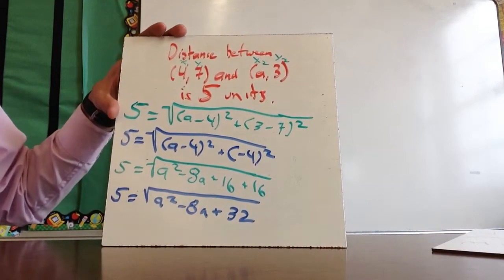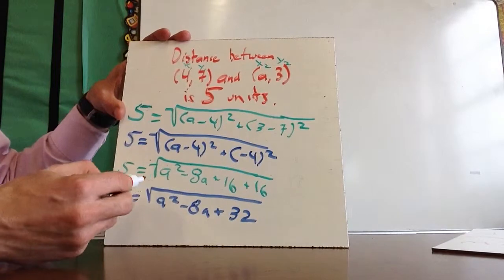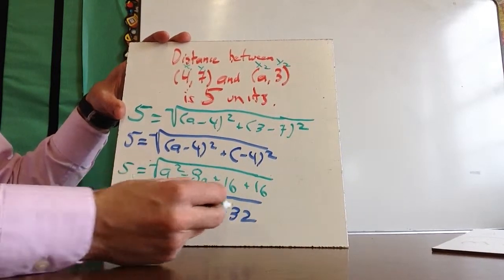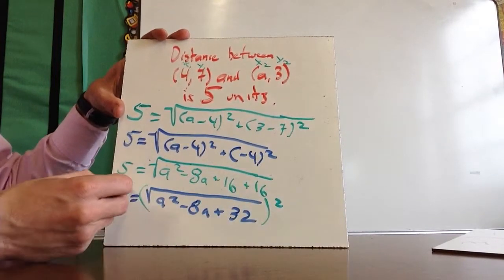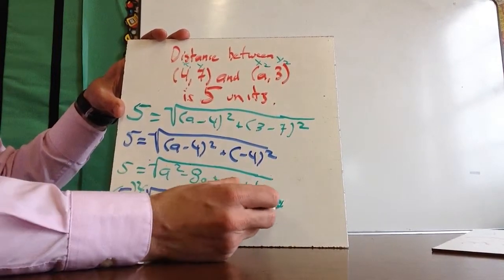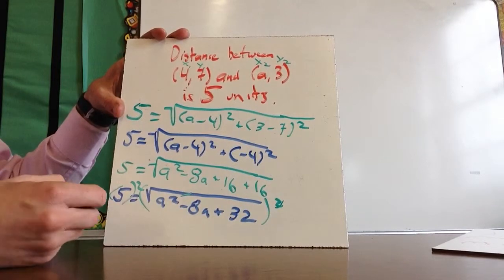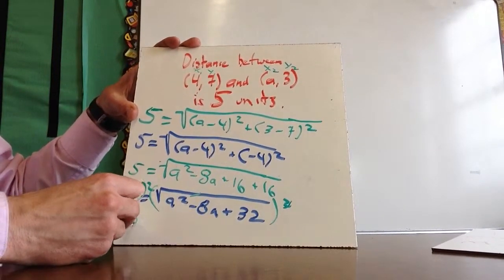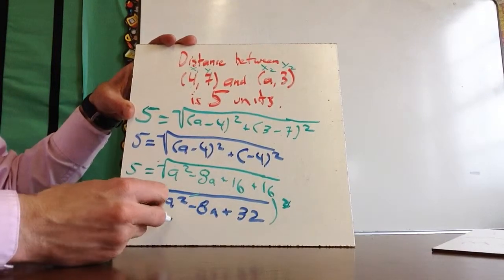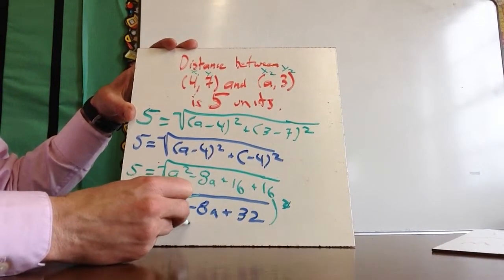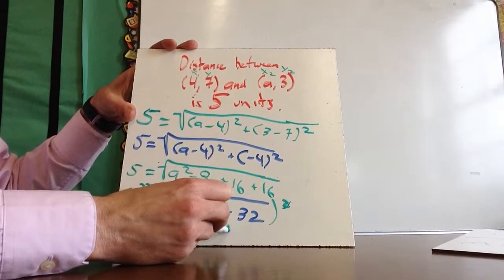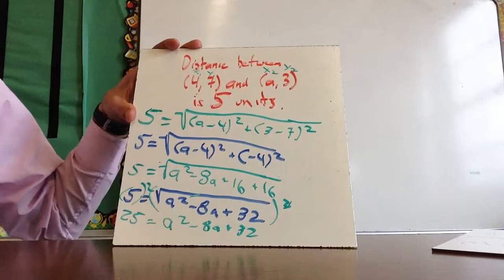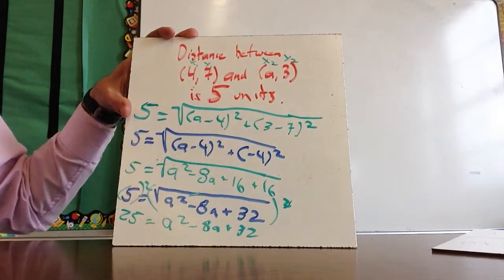All right, now what I want to do is take this side, that marker's not working, I'm going to square it, and I'm going to take this side and square it. By squaring it, that will get rid of my square root sign, my radical sign. So 5 squared is 25 equals a squared minus 8a plus 32. Sorry, I'm running out of space. The good news is I got another slide ready to go.